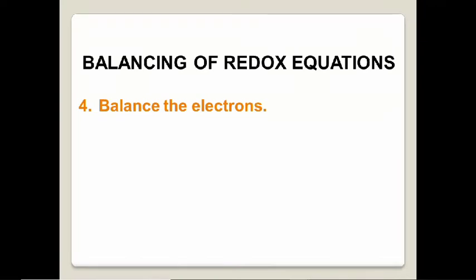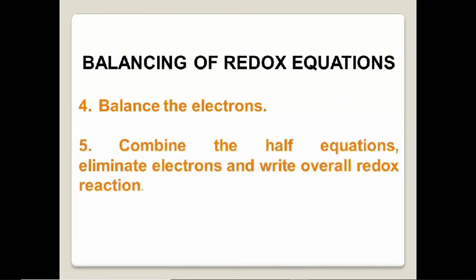Okay, then you need to balance it out. You need to ensure that the number of electrons on the left hand side is equal to that on the right hand side. Then you need to combine the half equations. But before you combine the half equations, you need to eliminate the electrons. And electrons are usually eliminated just like we do elimination in mathematics. So we ensure they have the same coefficient before we add the half equations. Then, having combined the half equations, you now have your overall redox equation.